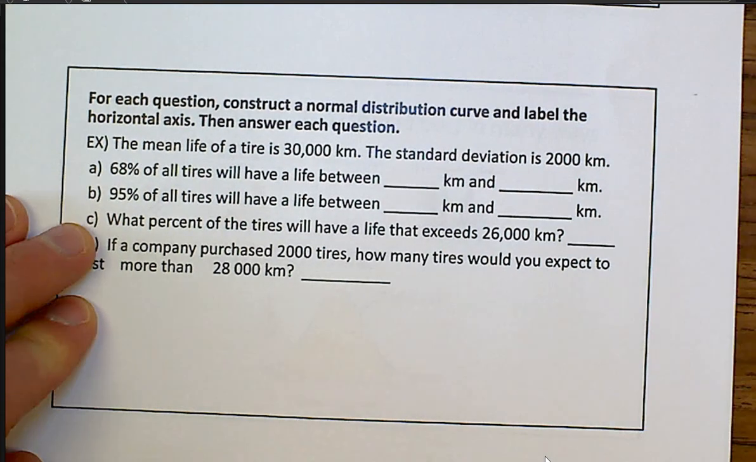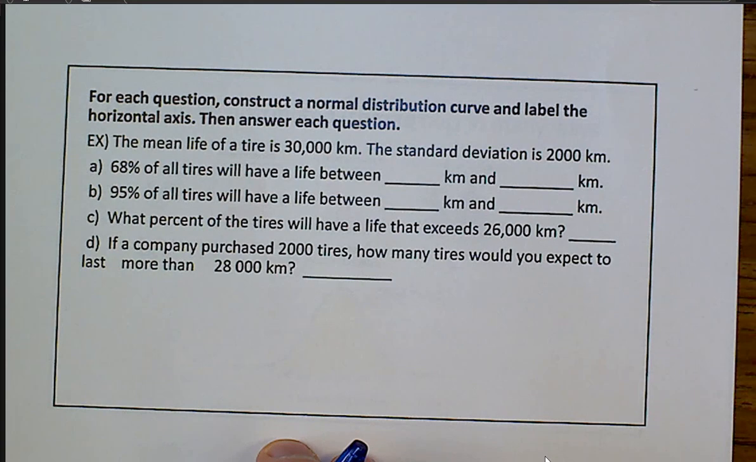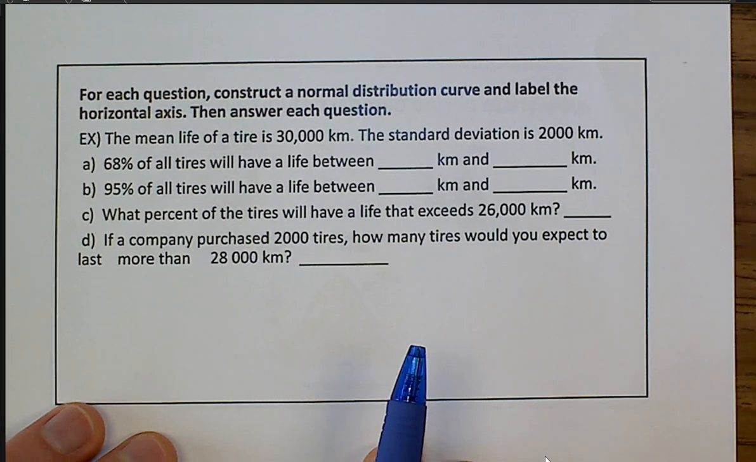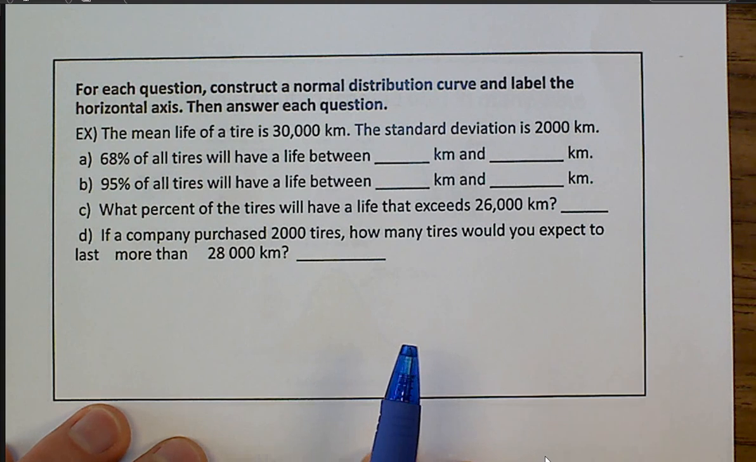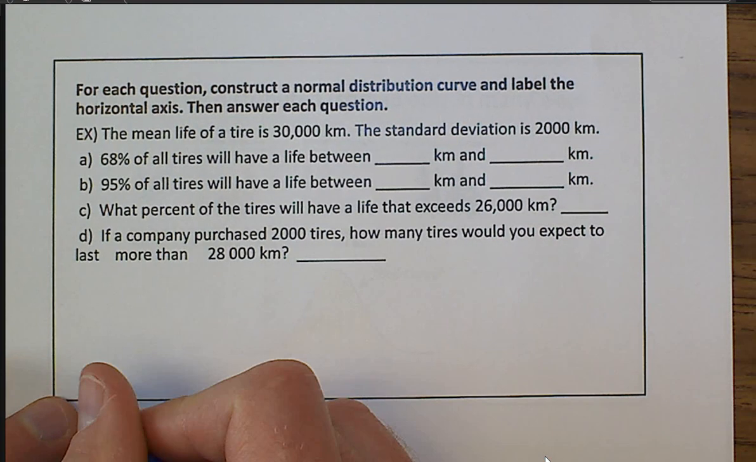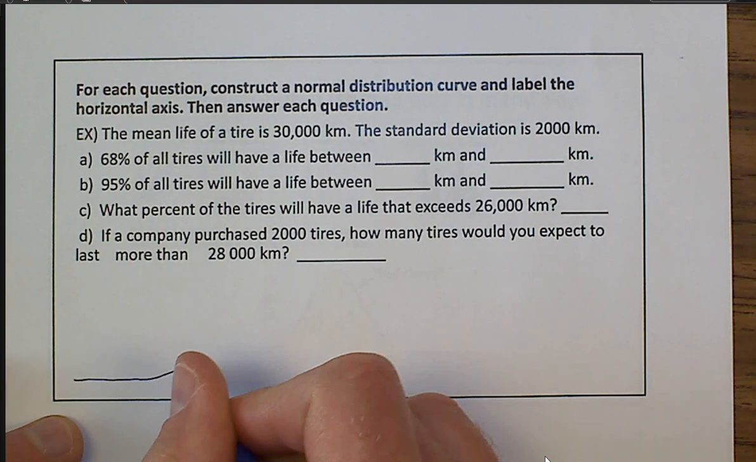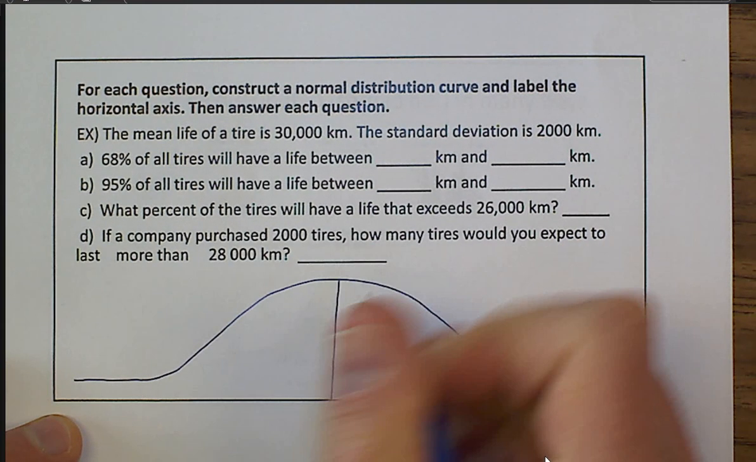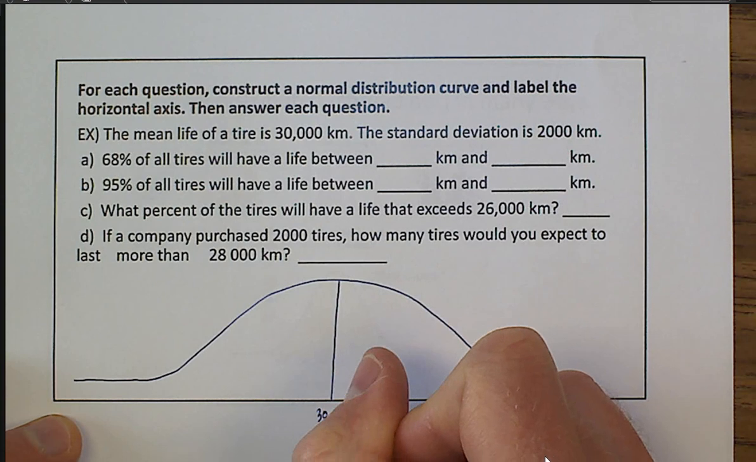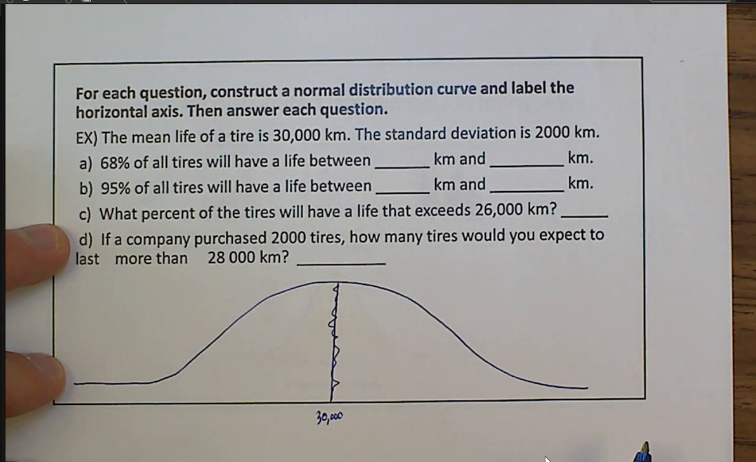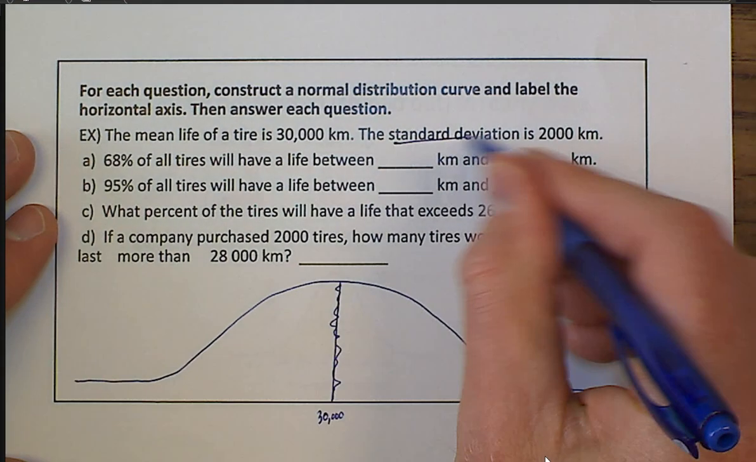All right. It says for each question, construct a curve and label it so that you can follow along with the information provided. So let's take a look. The mean life, that's important, of a tire is 30,000 kilometers. So I'm going to draw a decently good sized curve here so that I can label it appropriately. I'll put right here in the middle 30,000. That is the average, that is the mean. I'll put a little squiggly line on it to differentiate it from other lines. The standard deviation is 2,000.